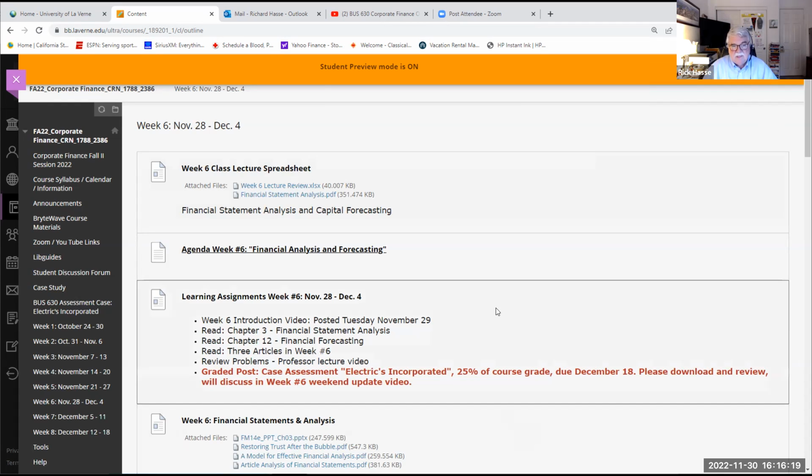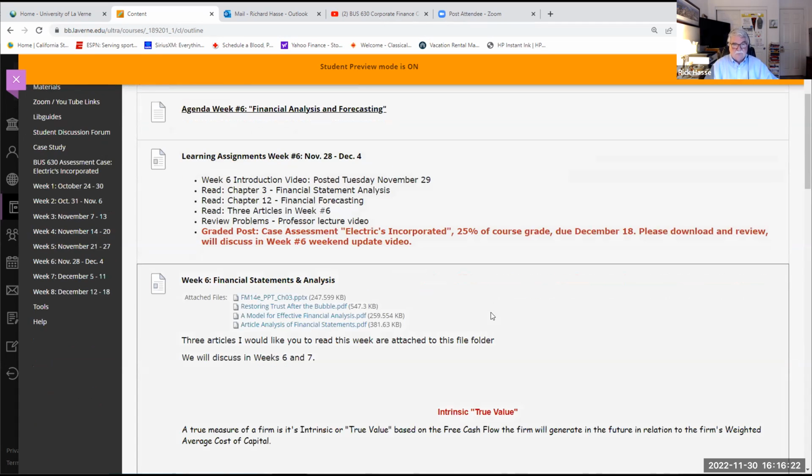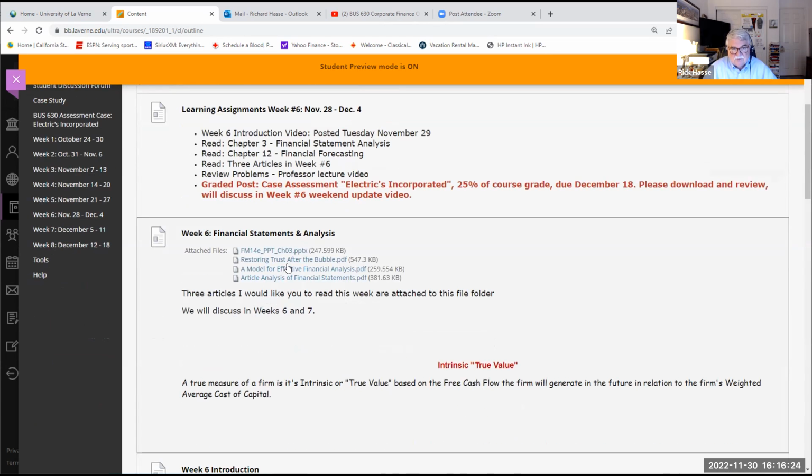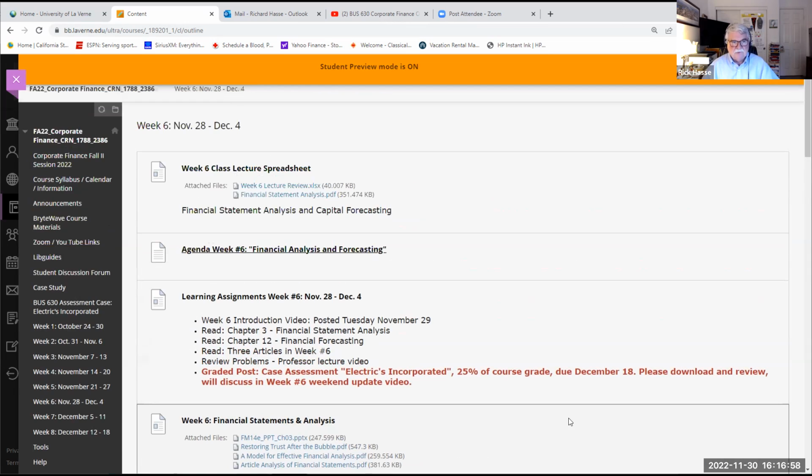Oh, before I get to that, excuse me, a little bit farther down are 3 articles: Restoring Trust After the Bubble, a model for effective financial analysis, and an article, Analysis of Financial Statements. Please, if you have the time in the next week or so, download and read these articles. They will be a part of our case number 3 next week in regards to looking at financial statement data. They might be of some good reference for that case coming up, case number 3. Now let's take a look at that spreadsheet.